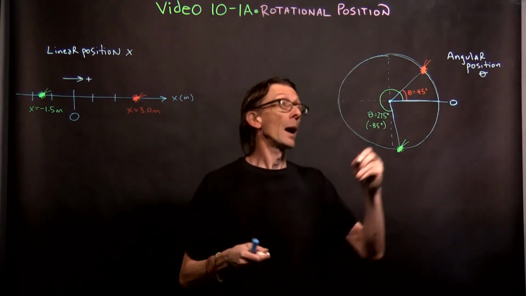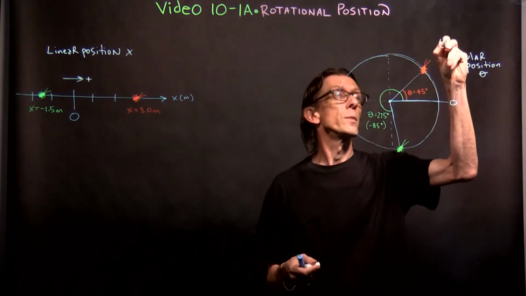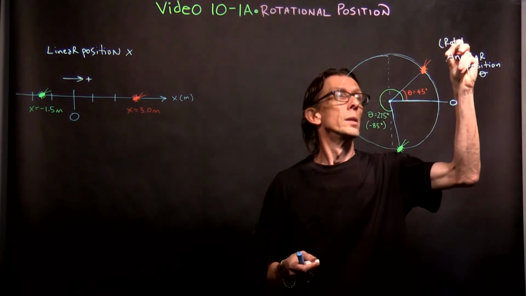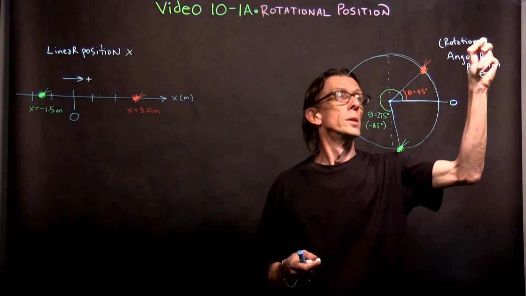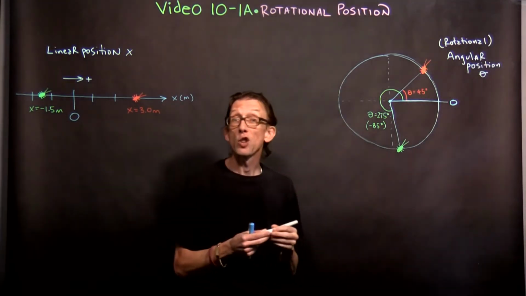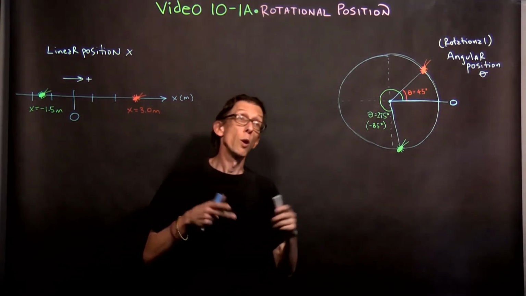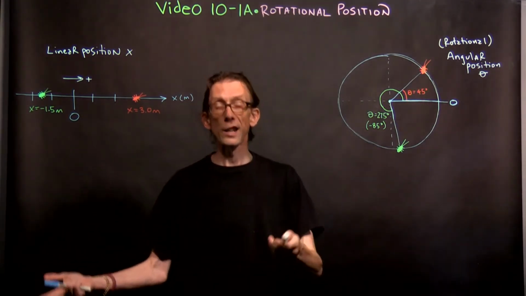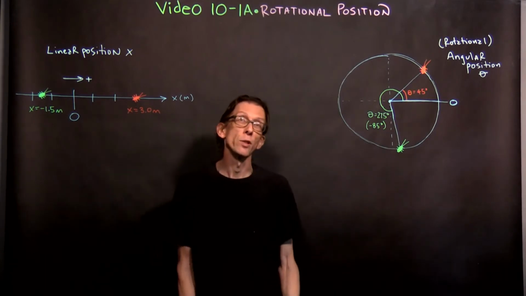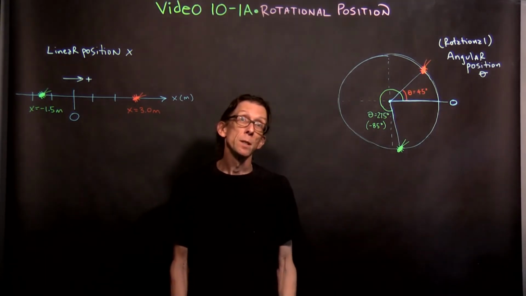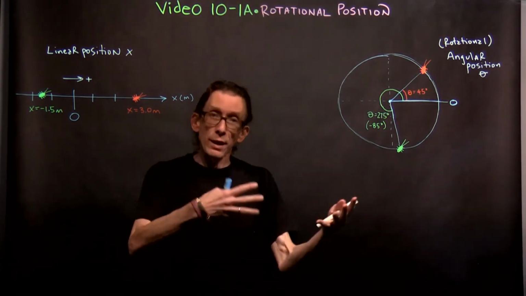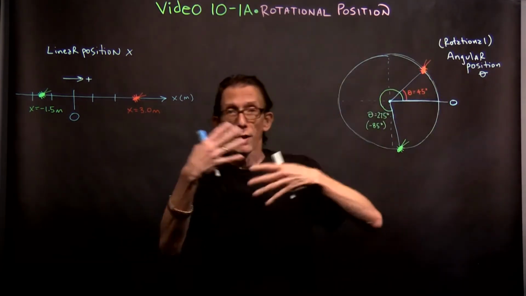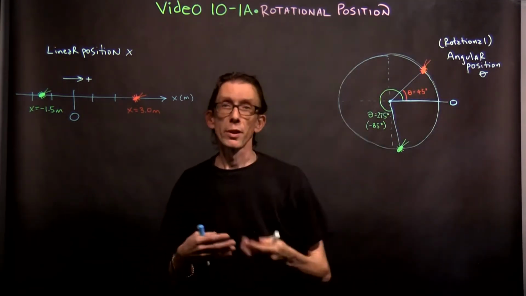Okay, a lot of times, I'll go ahead and put this up here now. So a lot of times you'll see rotational and angular used interchangeably. We can talk about rotational velocity or angular velocity. Now, typically angular is the one you see more often, but we could take the two words rotational and angular and interchange them. We could call this angular position.